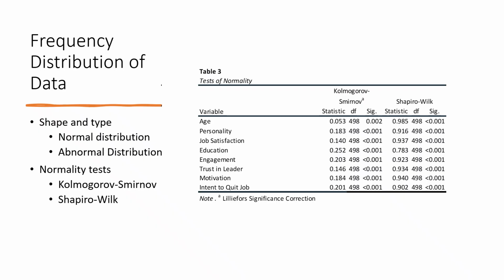The shape and types of the data frequency distribution are normal and abnormal. Ordinal variables like personality, satisfaction, engagement, trust, motivation, and intent to quit, or rank variables, are not normally distributed due to outliers limiting detection. Table 3 reflects that to determine if a data set is normally distributed, we employ SPSS to conduct tests of normality using the Kolmogorov-Smirnov test and the Shapiro-Wilk test, with the caveat that if the tests do not return the same significance, then the Shapiro-Wilk calculation is considered to be the more reliable.